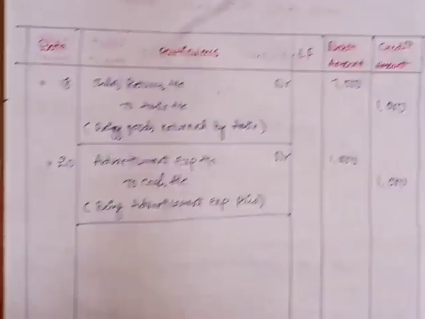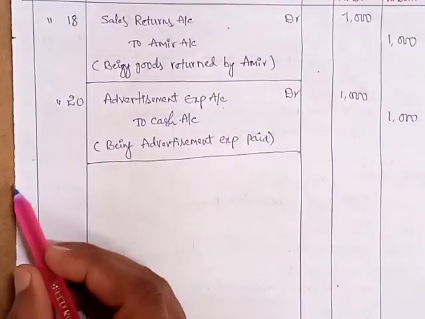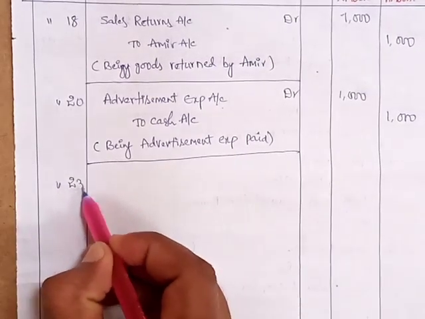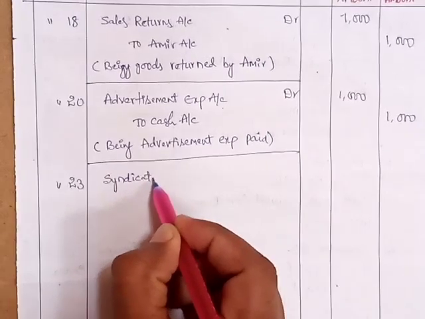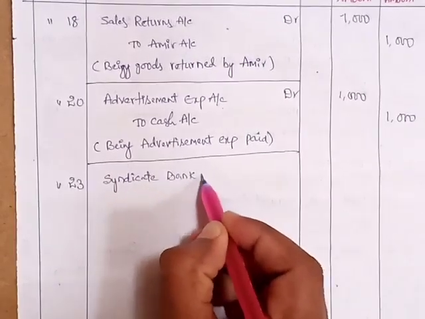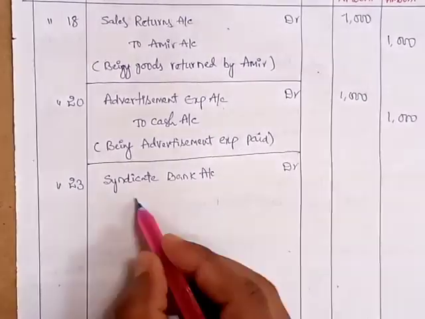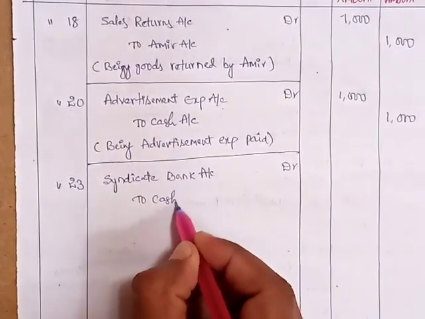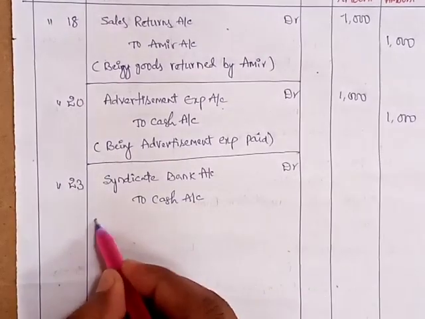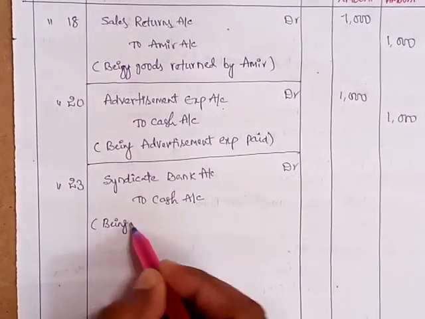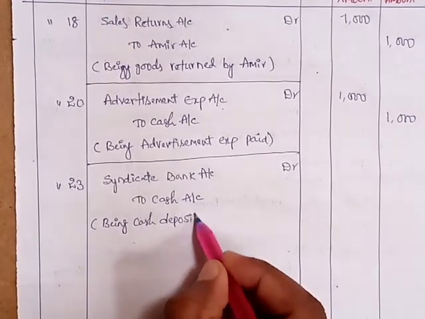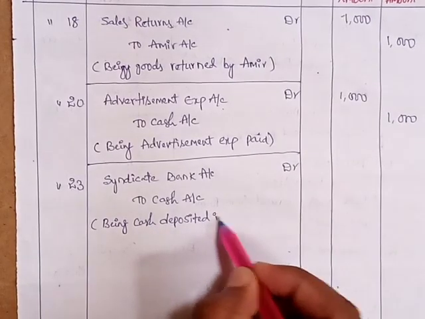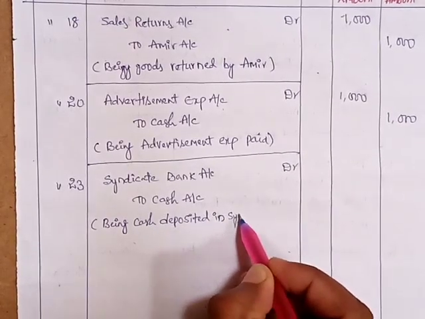So entry is 23rd, Syndicate Bank account debtor to cash account. Narration: being cash deposited in Syndicate Bank.